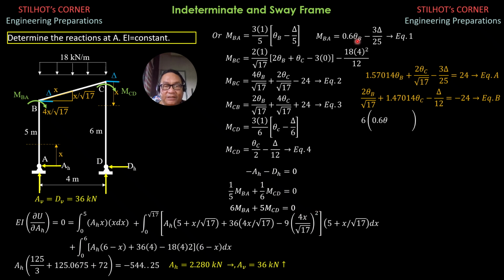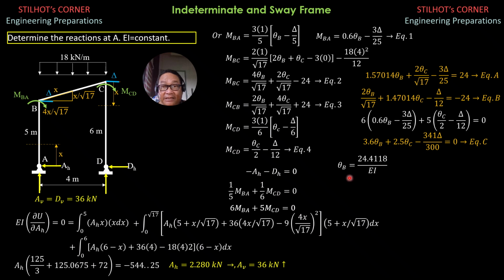Then substitute these values. So 6 times quantity 0.6 theta B minus 3 delta over 25 plus 5 times quantity theta C over 2 minus delta over 12 equals 0. Simplifying, the third equation is 3.6 theta B plus 2.5 theta C minus 341 delta over 300 equals 0. Solving equations A, B, and C simultaneously, we get theta B equals 24.4118 over EI, theta C equals negative 22.8452 over EI, then delta is 27.07 over EI.